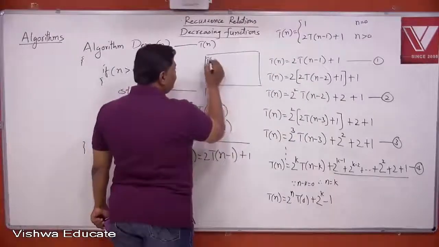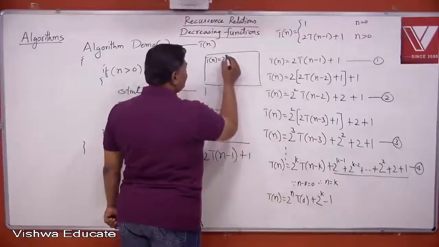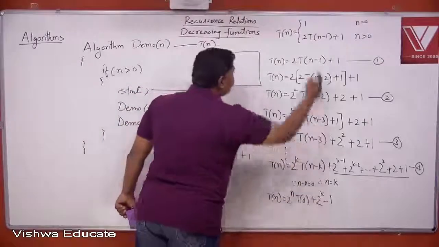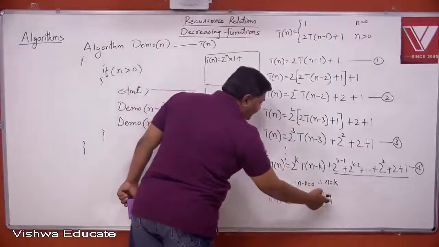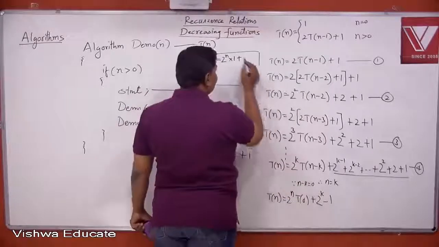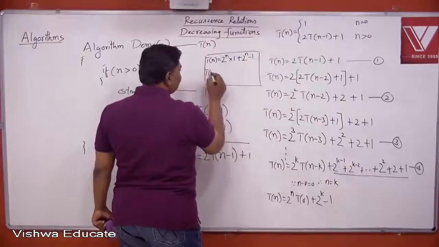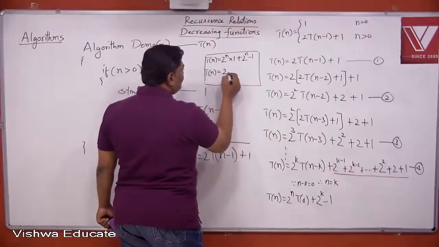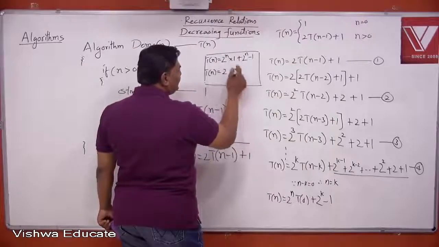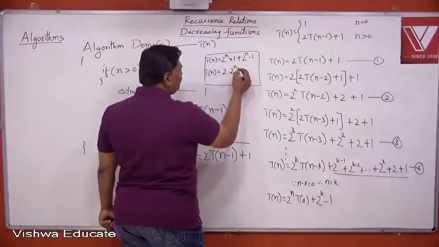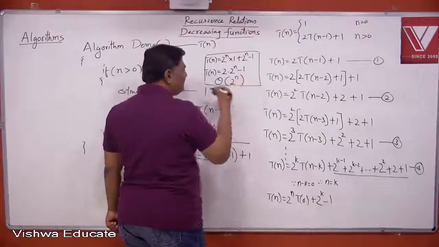So Tn is equal to 2 power n into T0, which is 1, plus 2 power k minus 1. So k is what? n. So 2 power n minus 1. So the answer is 2 into 2 power n, so 2 times, right? 2 times. So 2 into 2 power n minus 1. So this is theta of 2 power n.